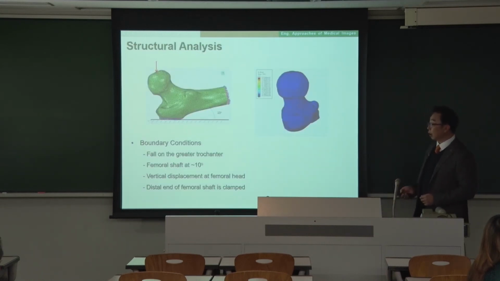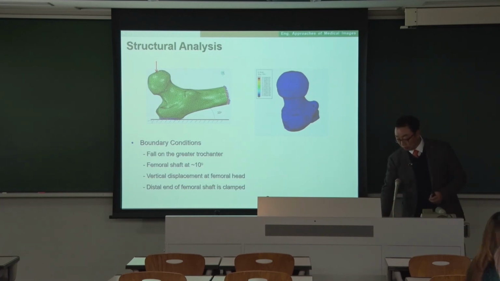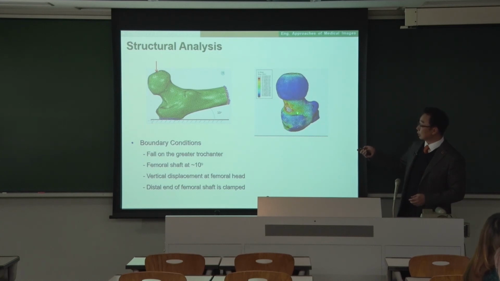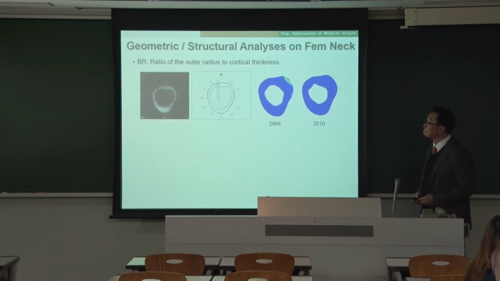With the boundary condition, as I said, it's a person who's about to fall, so it's like a 10-degree fall on the greater trochanter. This is called the greater trochanter. We have the upper body pressure going down, and this one is fixed. As you see, this superior region is in compression, and the inferior region is in tension. So this is geometric and structural analysis.